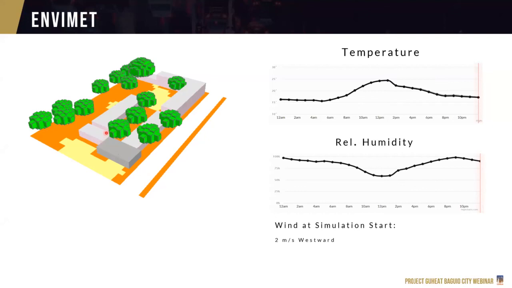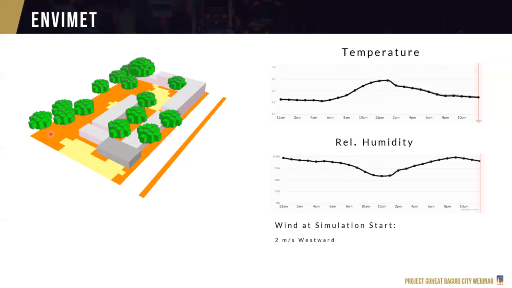The gray blocks represent buildings. The green spheres represent tree canopies, while the color of the surface represents the surface material. So in this case, the orange-brown surfaces represent soil or dirt, while the light yellow surfaces represent sand.